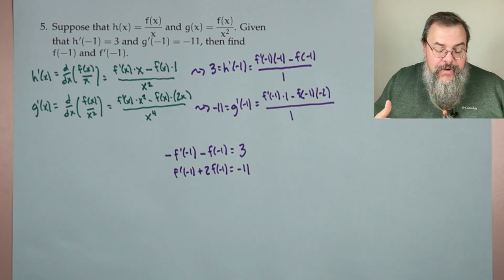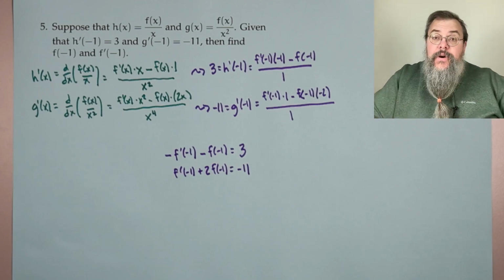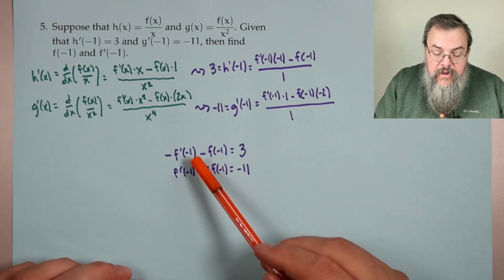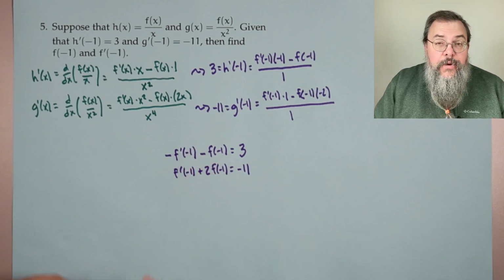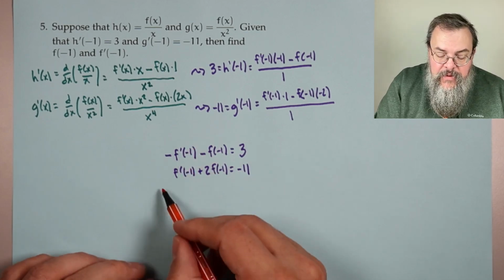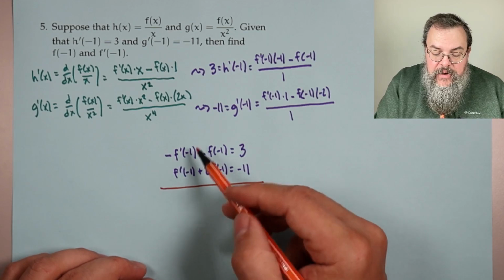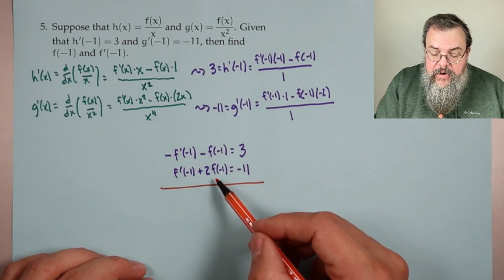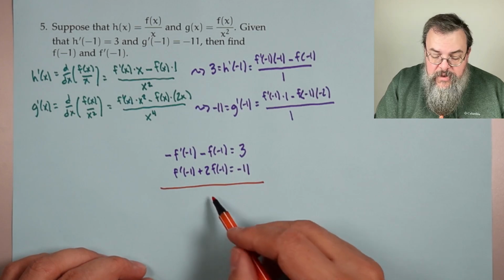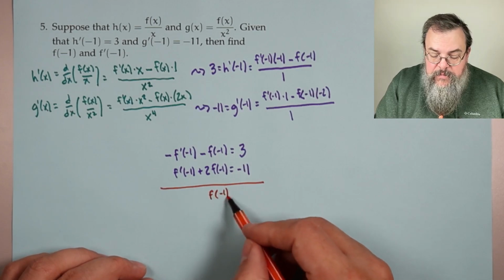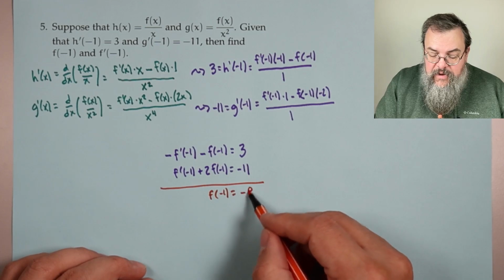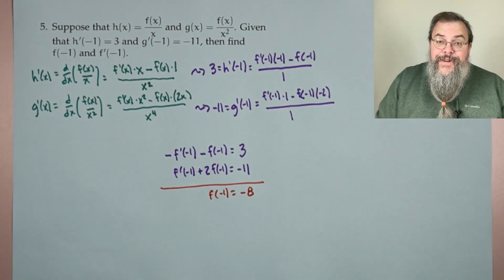All right, well, we actually still have to solve, right? We still have to figure out what's going on. So I like to eliminate in this scenario, and I notice these two look really well set to cancel each other out. So let's add them together. We get cancellation. Minus f of minus 1 plus 2 f of minus 1, that's f of minus 1. 3 minus 11 is negative 8. All right, we're halfway done.